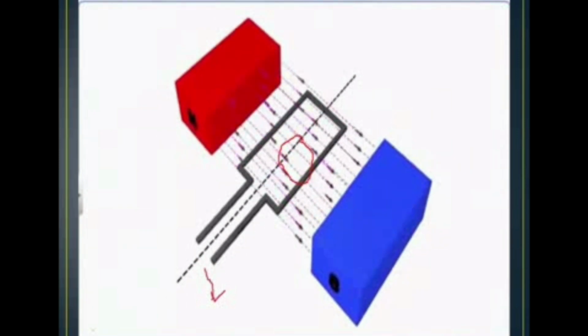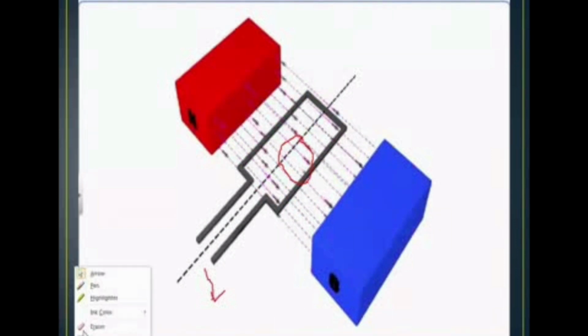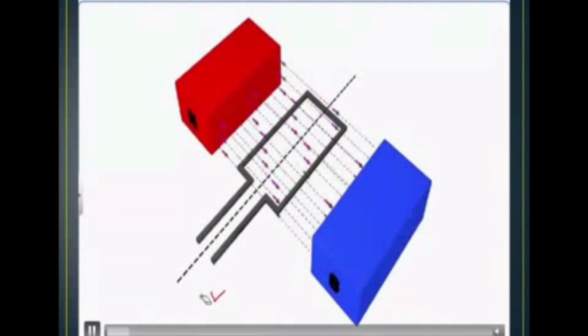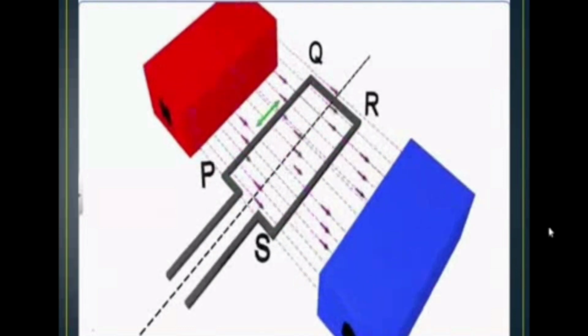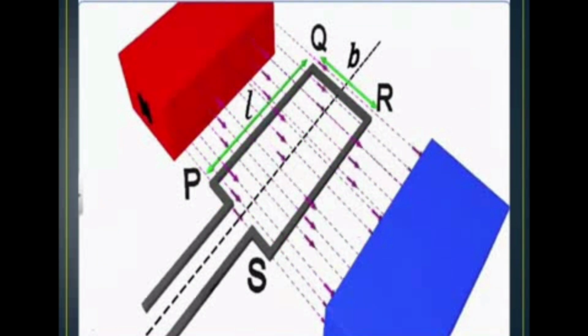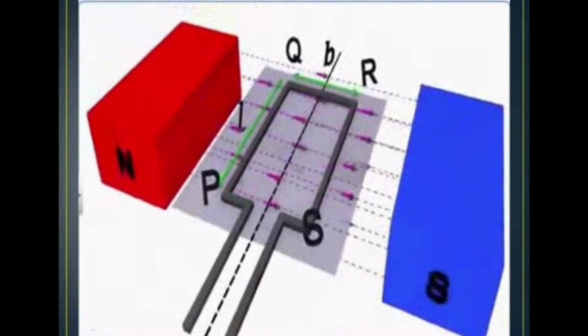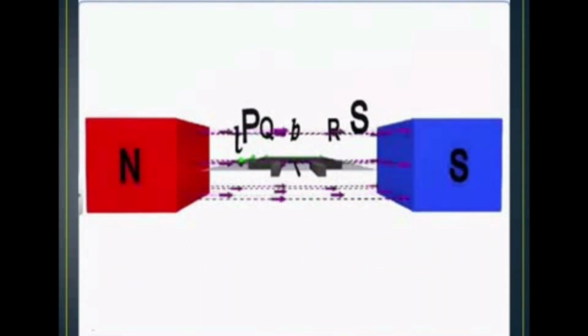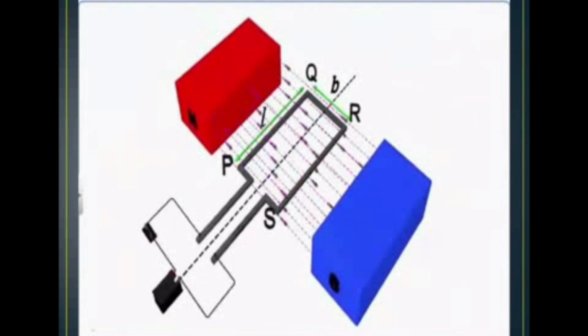Now you can see the closed loop PQRS. That PQRS is placed between the magnetic field. It is a closed loop PQRS. This is the length of the conductor and this is the breadth of the conductor. This is the plane of the coil, the PQRS. That is connected to the battery. So the battery is connected to the PQRS.